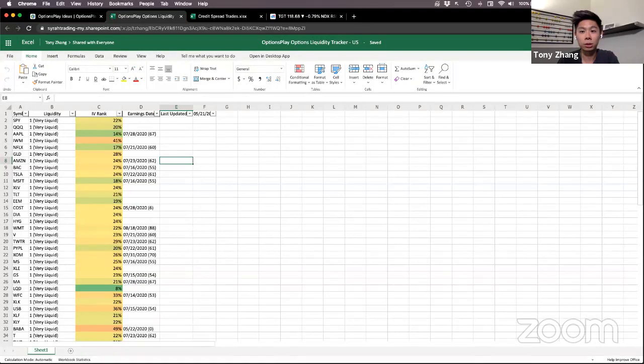What does POP mean within trading strategies? It just simply means the probability of profit.